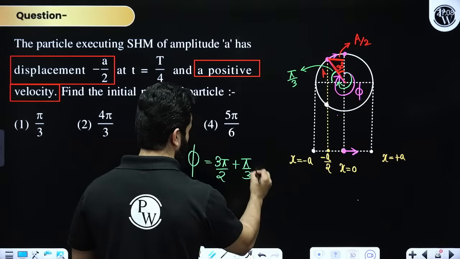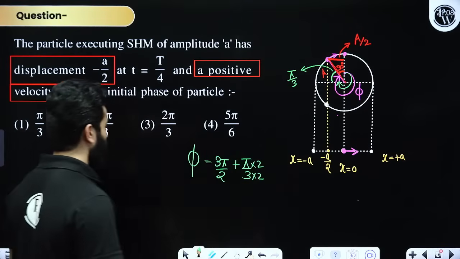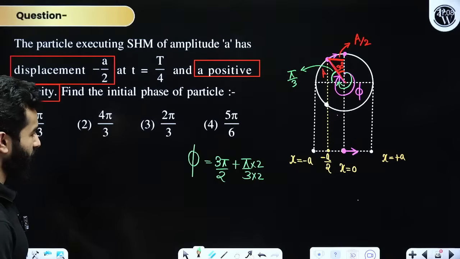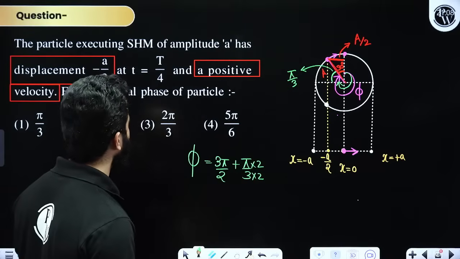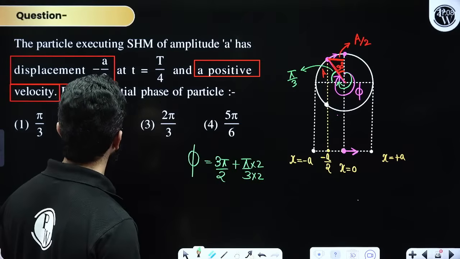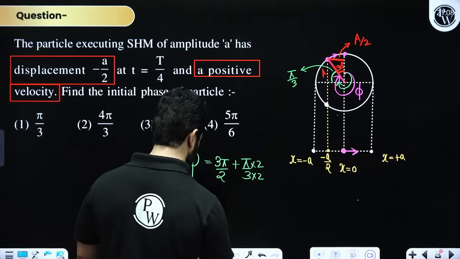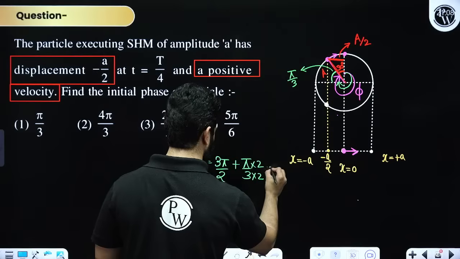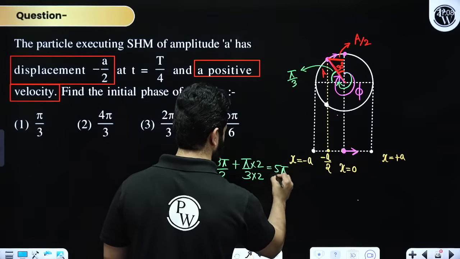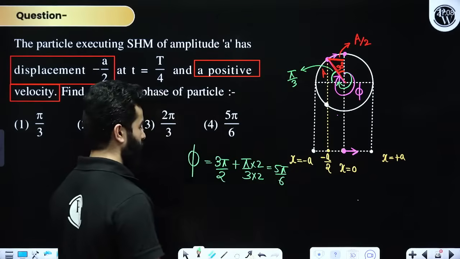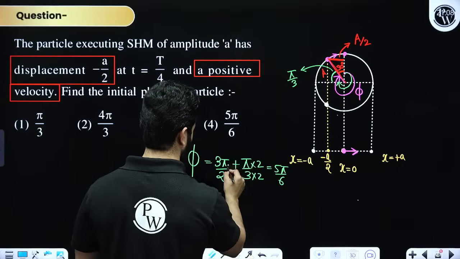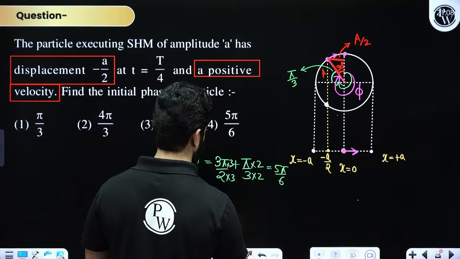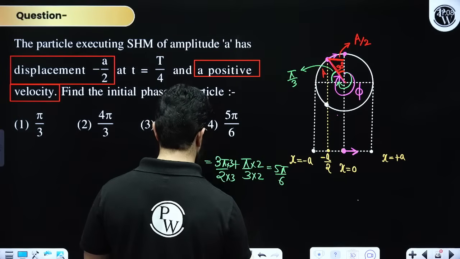So into 2 and into 3. 3 pi by 2 is basically, this is absolutely correct. It was moving in the positive x direction, na? This is absolutely correct. So this is going to be 5 pi by 6. Acha, into 3 into 3, so this will be 9 and 11. Are we getting a wrong answer?